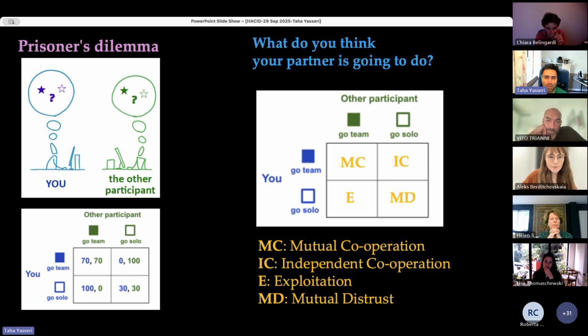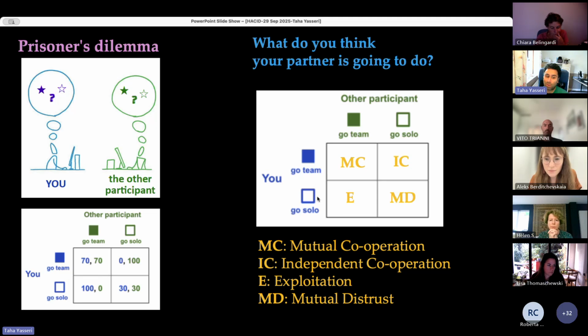What we added to this, and I'm surprised that no one else had done it before, or maybe people have done it but we were not aware, is that we not only asked the participants what their decision is, we asked them what they think the other participant is going to do. This enables us to understand not only the level of cooperation, but also the motivations behind it. For instance, if I say I'm going to go team, and I think the other person is going to go team, that shows I trust them. But if I say I'm going to go solo, even though I know the other person is going to go team, that means I am intentionally exploiting them.